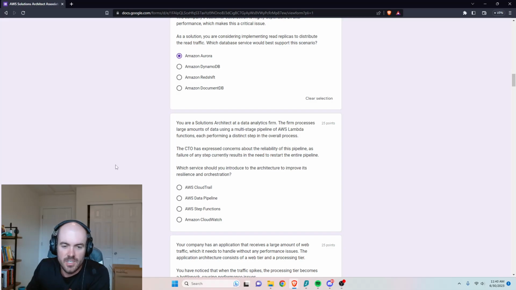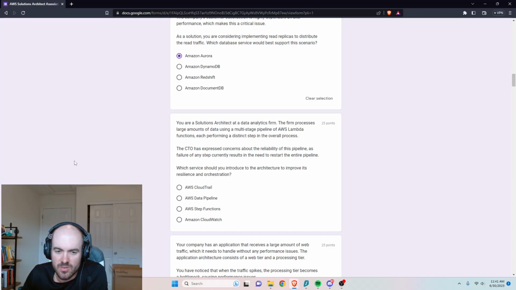All right, so CloudTrail. CloudTrail is a kind of logging service for API calls. It's not necessarily going to help us improve resilience and orchestration of a pipeline. So I'm going to rule that out. AWS Data Pipeline. I'm a little fuzzy on what that service actually does, but that could be an option. Let's look at the other ones. Step Functions are definitely meant to make workflow orchestration more user-friendly, so that could be an option out there.